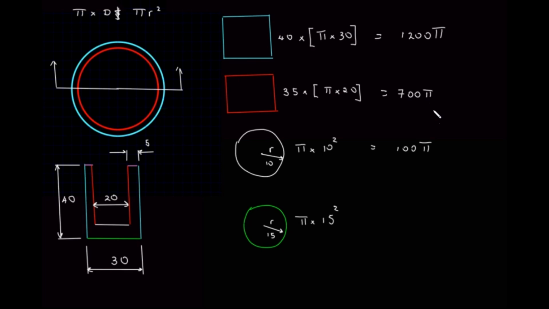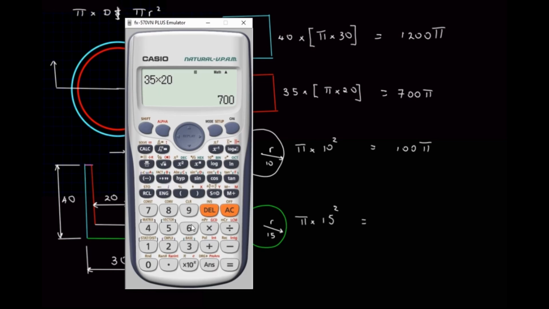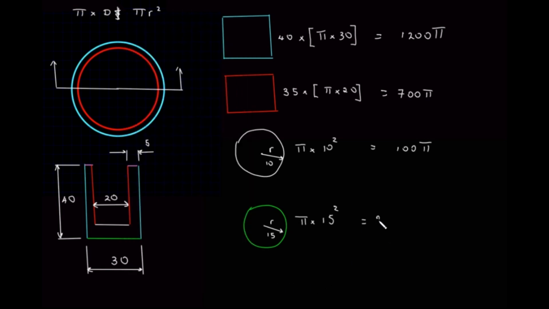Notice I don't convert these to decimals at this point here. As soon as you convert them to decimals, you introduce an error. This one here, 15 squared, so let's clear that. 15 squared, 225. Don't forget the pi.